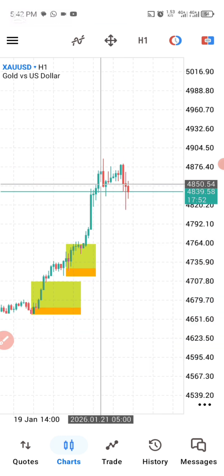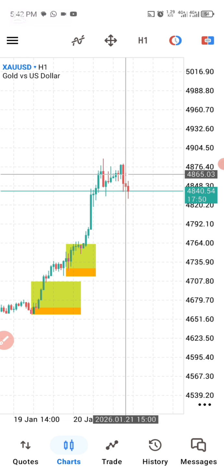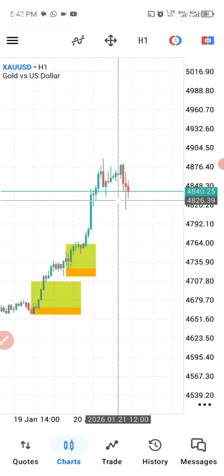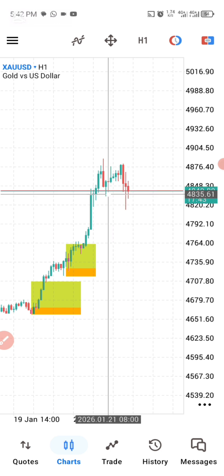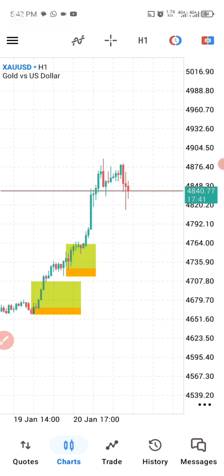Remember, my strategy is break of structure, liquidity sweep, and wait for confirmation and execute. Now let me turn my phone to horizontal. Okay, let me move to the 30 minutes time frame.